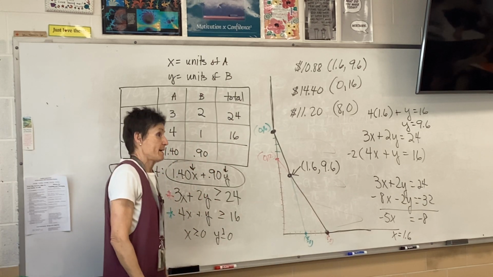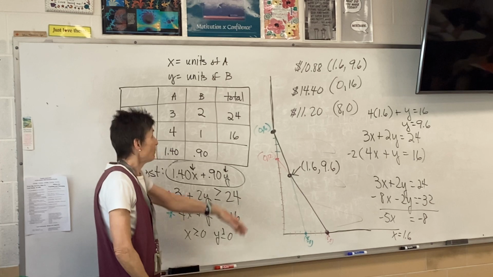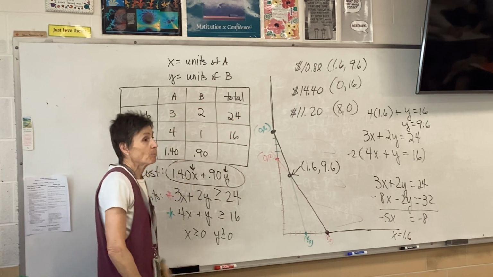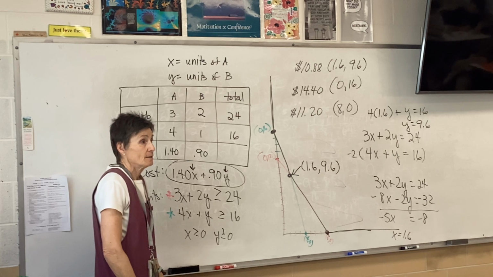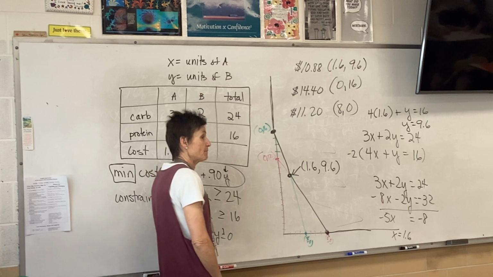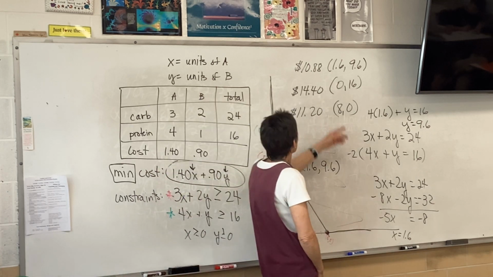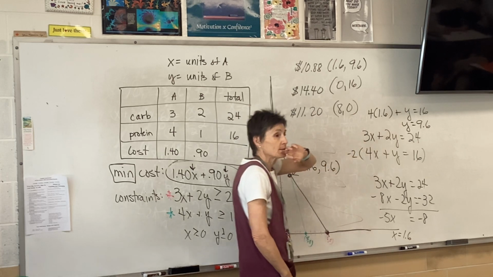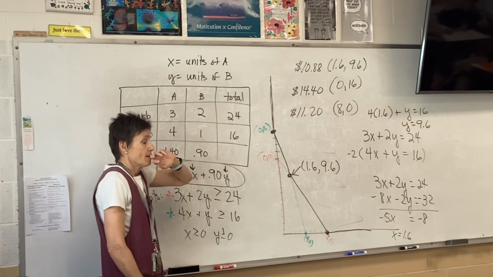So what am I gonna buy? 1.6 units of A and 9.6 units of B. Don't let the fractions bother you. If the units happen to be pounds or something, can you buy 1.6 pounds of something? Sure. Yeah, I'm not worried about that.